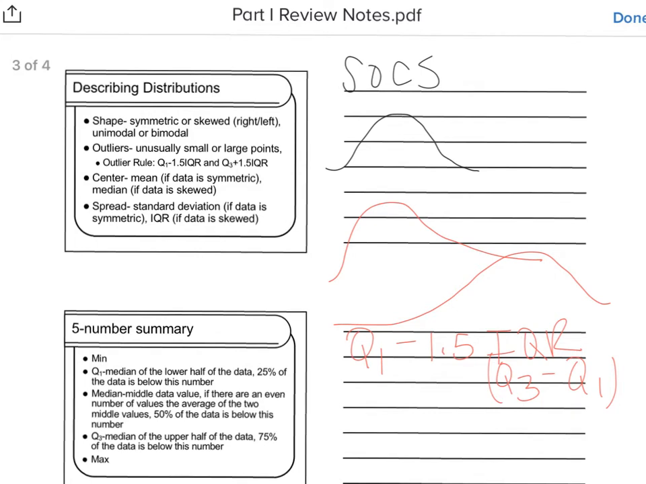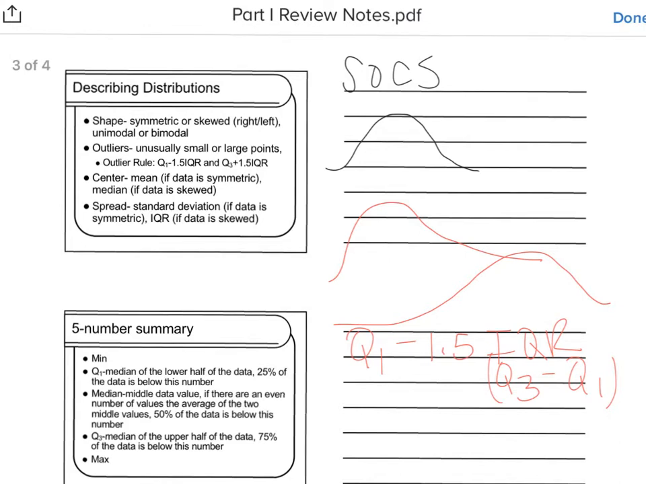The center, if you don't have the data and you're just looking at a graph, you're estimating the center of the data. But if you have the data, that's calculating either the mean or the median. Remember, the mean is the average and the median is the middle number. And then spread, if you have the data, once again, you're going to calculate standard deviation.